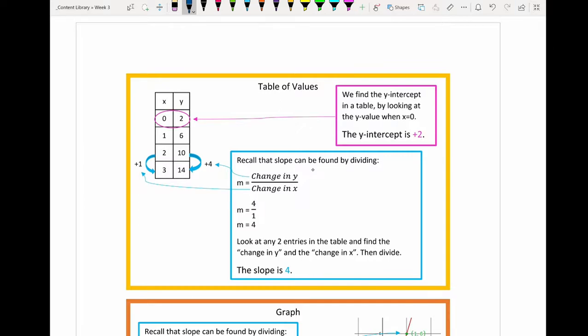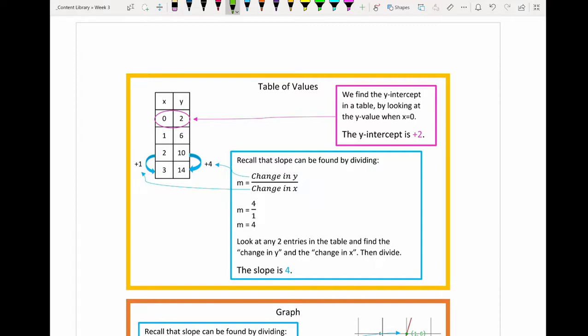Recall that the slope can be found by dividing. So this is where we have the change in y over the change in x. So you want to find 2 points from your table. Again, they can be 2 points that are right beside each other, like these two are. The change in y is 4. The change in x is 1. So we divide 4 divided by 1, and that equals 4.